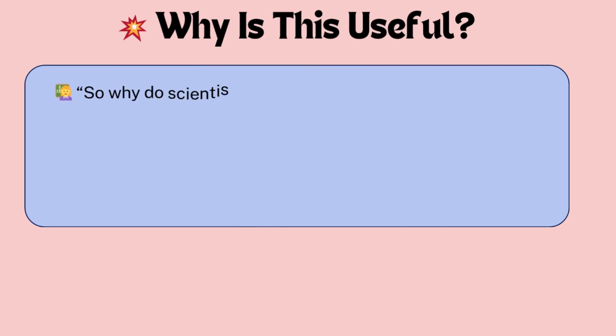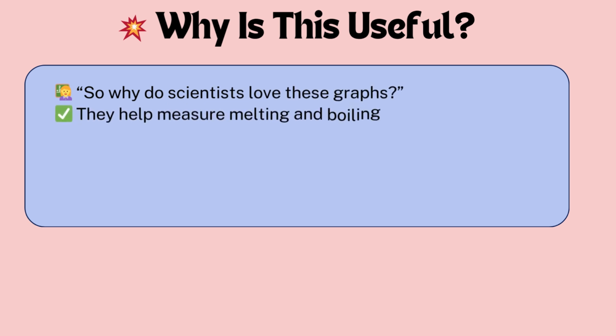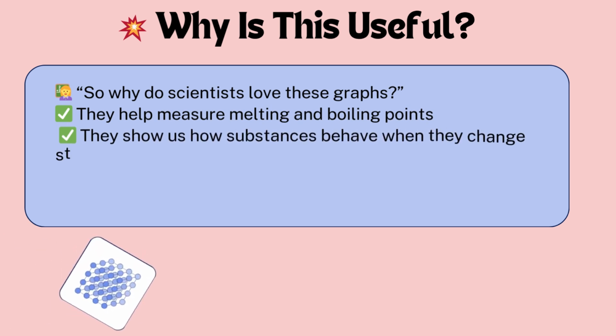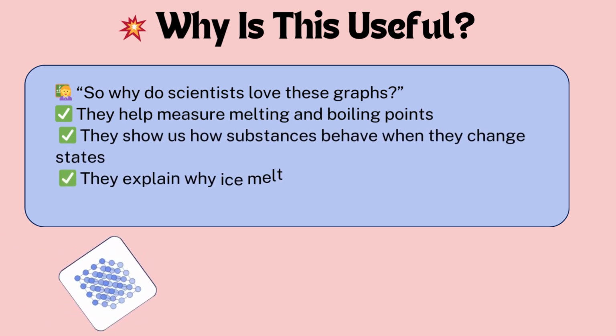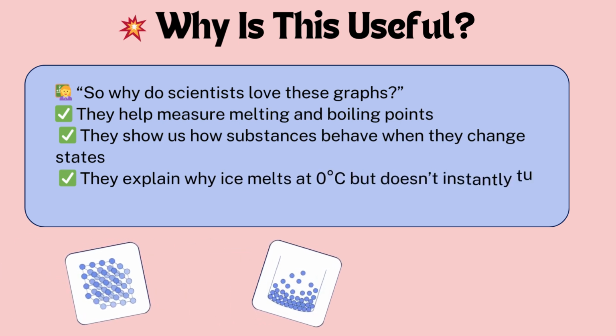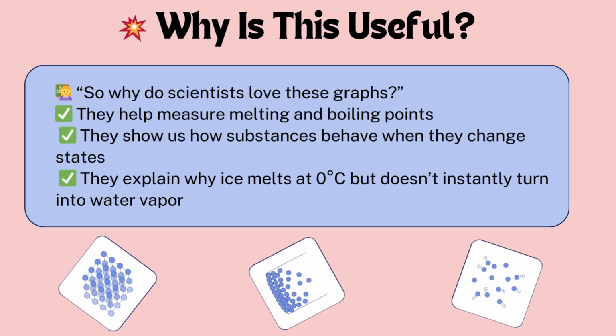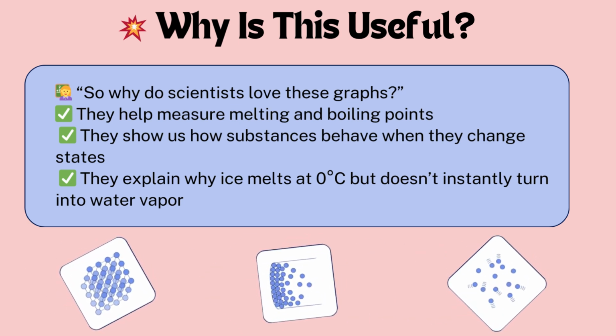Why is this useful? So why do scientists love these graphs? They help measure melting and boiling points. They show us how substances behave when they change states. They explain why ice melts at 0 degrees Celsius but doesn't instantly turn into water vapor.